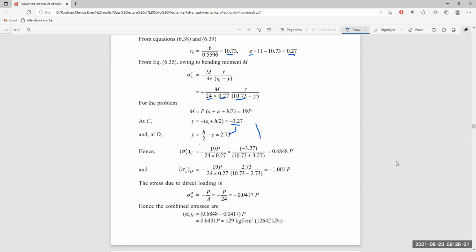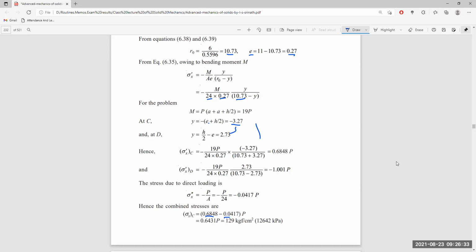Thus, the stress due to direct loading, sigma X dash, is minus P by A, because it is compressive, which is minus 0.0417P. So you have to add these two stresses, the bigger side. This one we have to add with this one, which is given like 6.431 multiplied by 2000 kg, which is 129 kg per centimeter square.